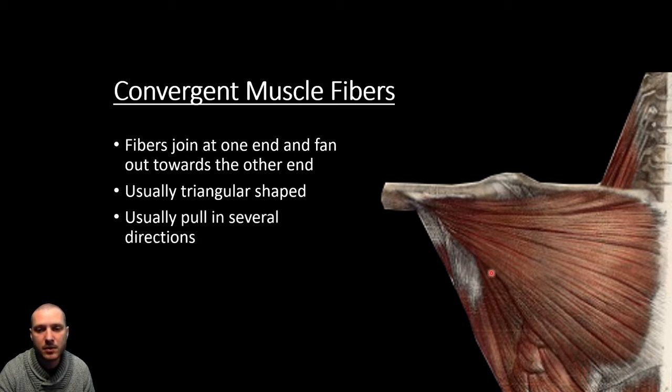And because these fibers are pulling in multiple directions due to their wide origin, this allows them to pull in multiple planes of the body. So fibers that run in this direction on an oblique angle are going to be able to pull through multiple planes. These horizontal fibers are going to pull through that transverse or horizontal plane. And these lower fibers are also going to pull in multiple planes because of their oblique angle.